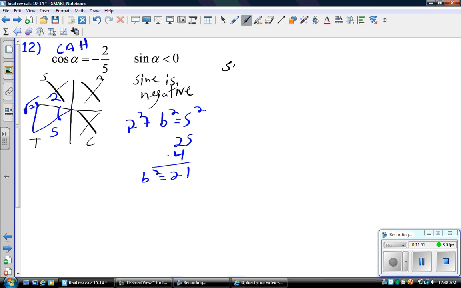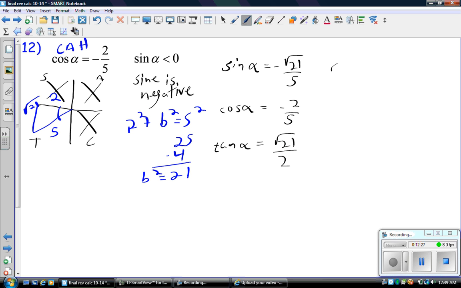So the sine of alpha, remember that all students take calculus, sine is going to be negative: negative opposite over hypotenuse. Root 21 over 5. I'm just going to write the cosine just so I have these things in nice order. The cosine it gave us was negative 2/5. The tangent is opposite over adjacent, but tangent's positive. So root 21 over 2.